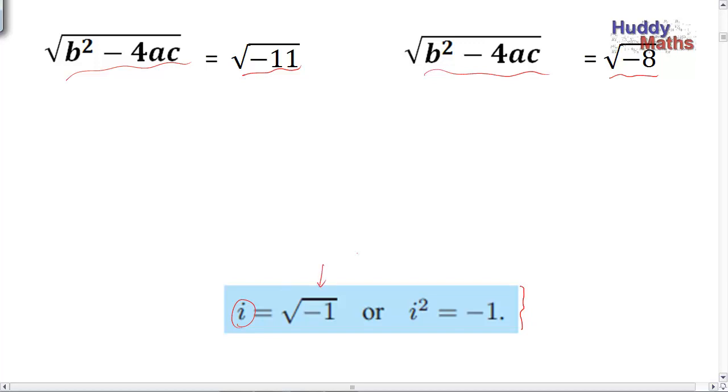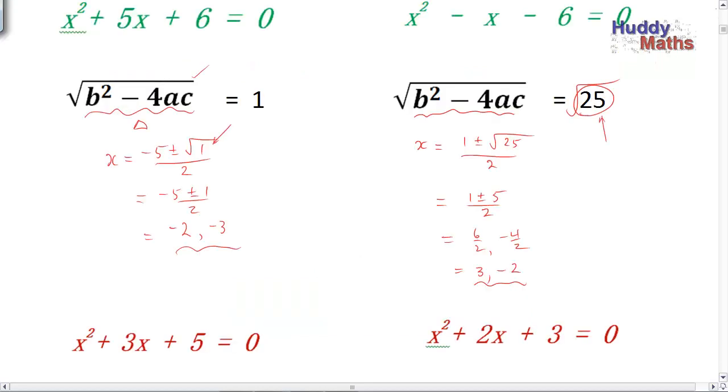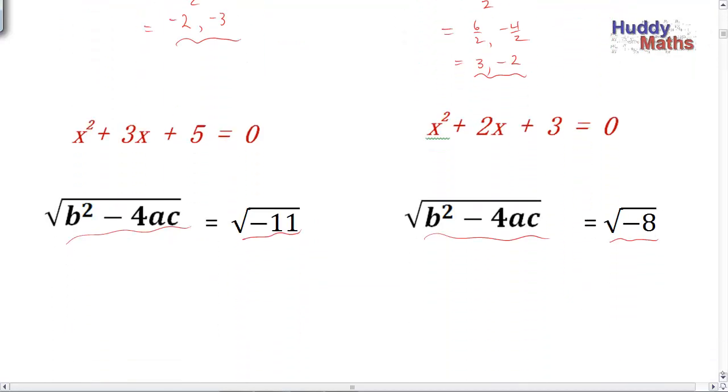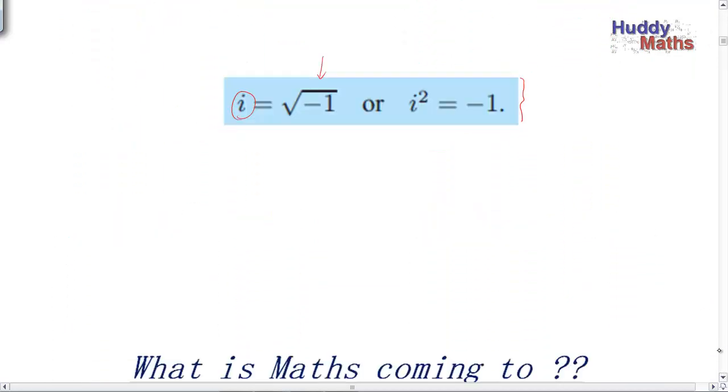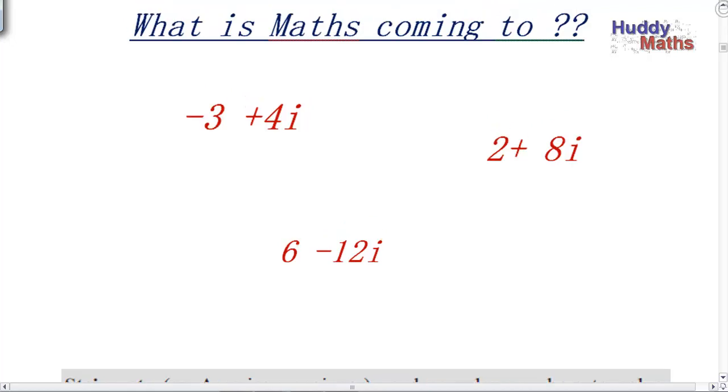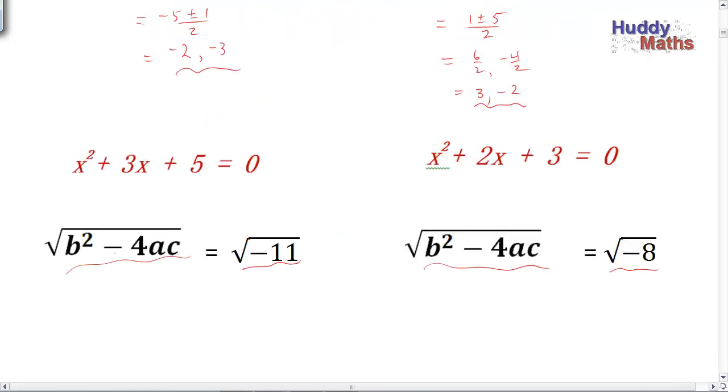We're now going to define it in that way, whereas previously we've said you can't touch square roots of a negative. What does the problem look like now then? So we'll just put i's in here now.